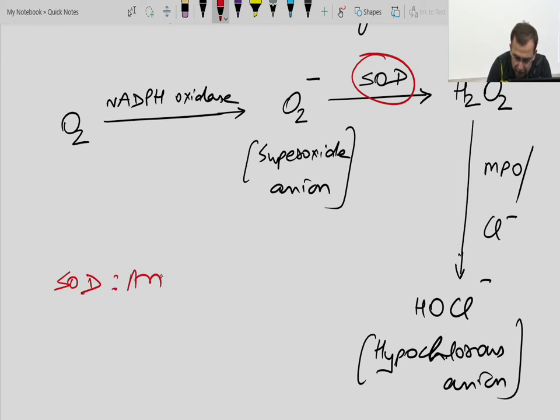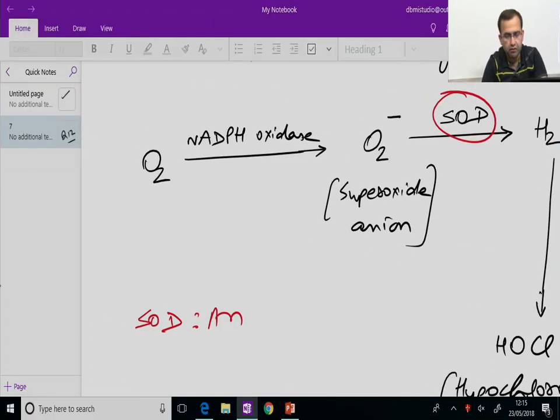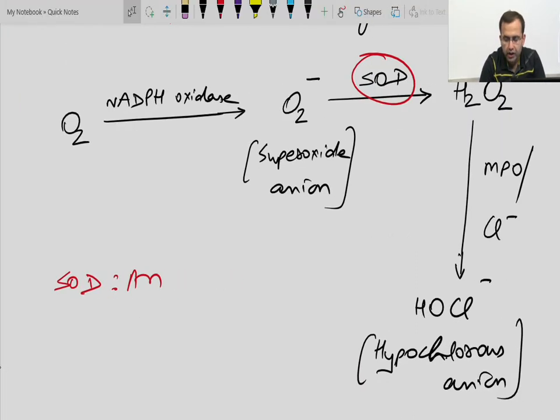Superoxide dismutase is an antioxidant. Why? Because superoxide dismutase converts a free radical, that is superoxide anion, to H2O2. It is an antioxidant. If the person is healthy, this H2O2 will be acted upon by catalase or glutathione peroxidase, giving H2O plus O2. Antioxidant.